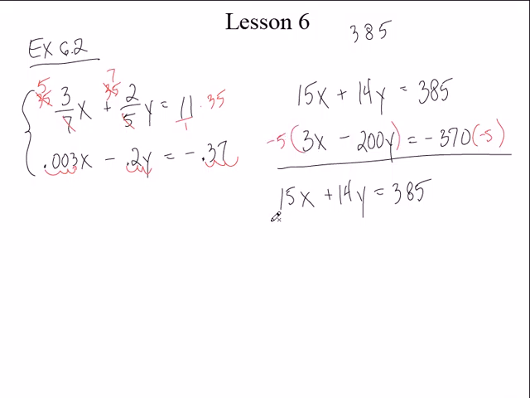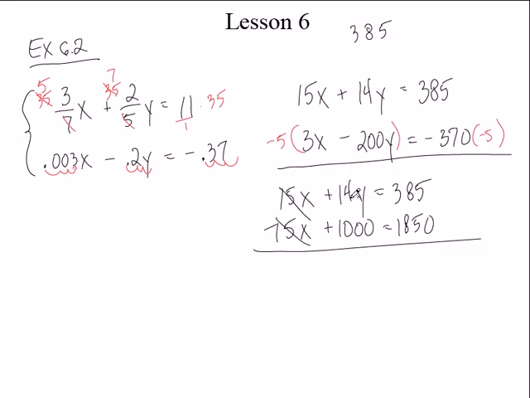So negative 5 times 3x is negative 15x. And this is going to be negative 5 times negative. Negative times negative is positive. 5 times 200, or 5 times 2 is 10, isn't it? Stick a couple zeros on there, you get 1,000. Equals, and negative times negative will be positive. What's 370 times 5? 1850. Alright, keep that calculator out just for quick use here.